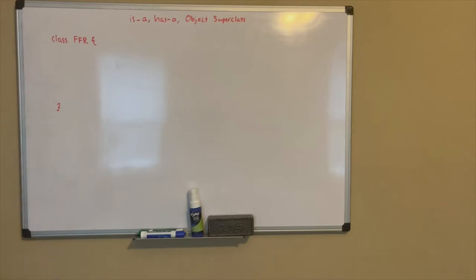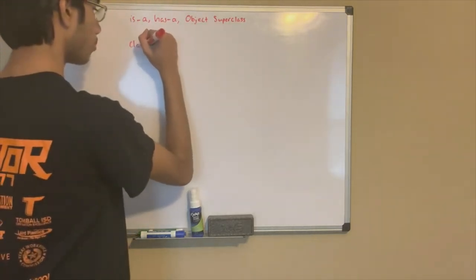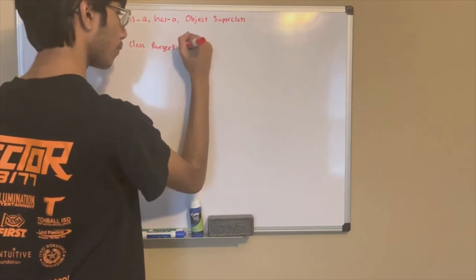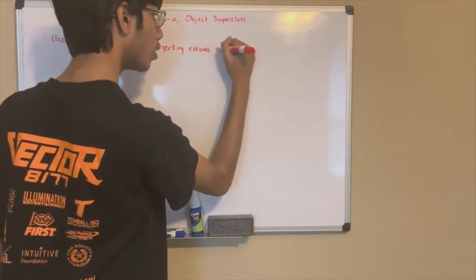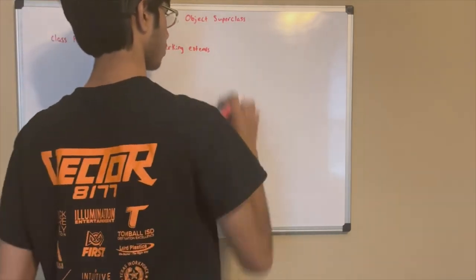So what I can ask myself is, is Burger King a fast food restaurant? And the answer is yes. Burger King is a fast food restaurant, and because of that, this inheritance relationship can occur. So that means that Burger King can extend fast food restaurants. Or I'm just going to say FFR, because that's what I had earlier.